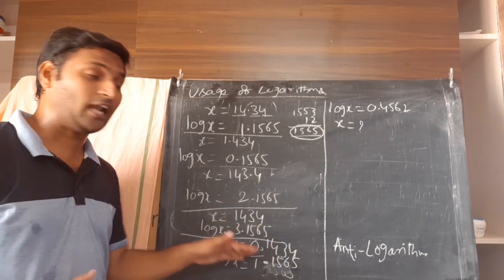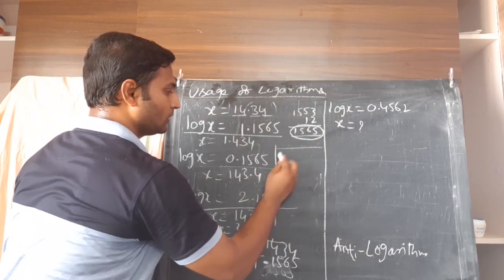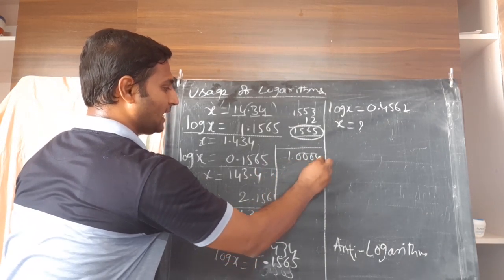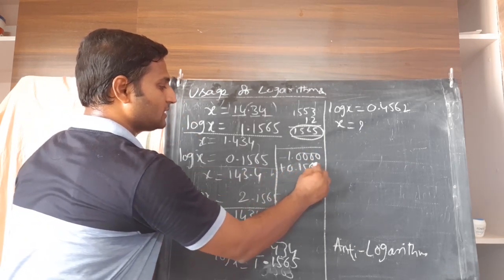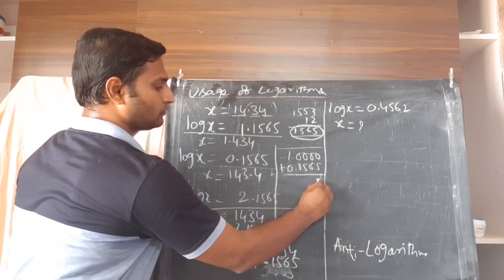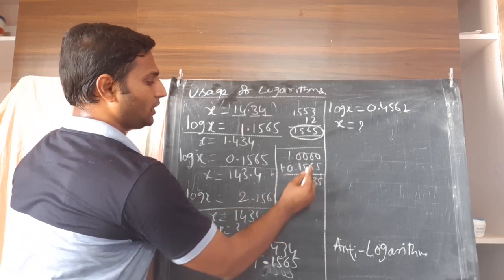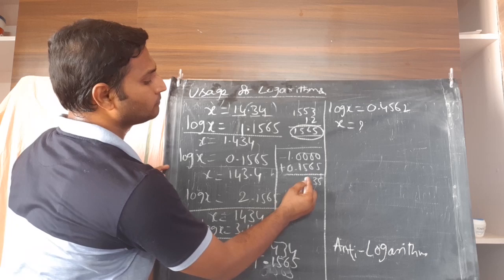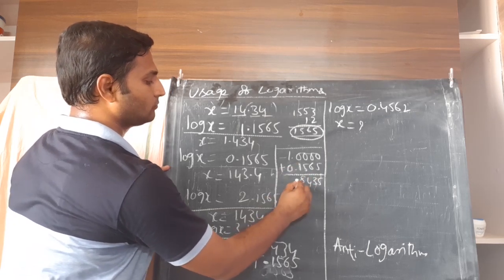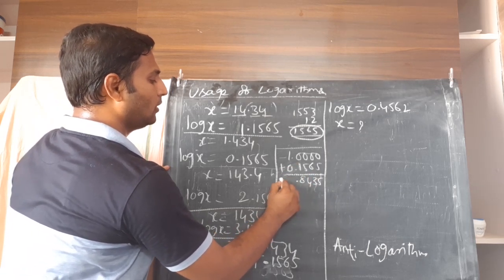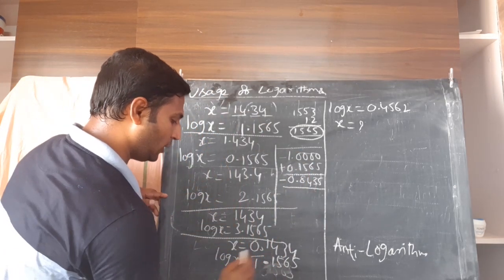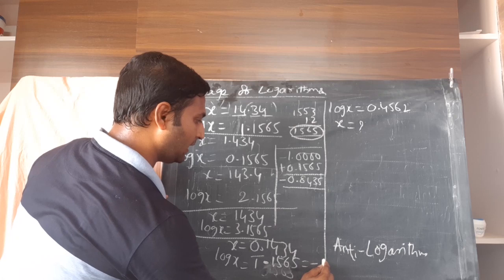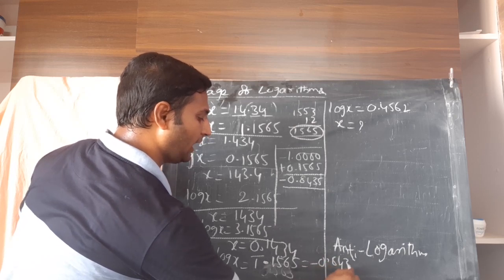Then what is the final value of it? Minus 1 is the characteristic. Mantissa is plus 0.1565. Subtract it. 5, 3, 4, 8. So, minus 0.8435. So the ultimate value of log of x will be minus 0.8435.